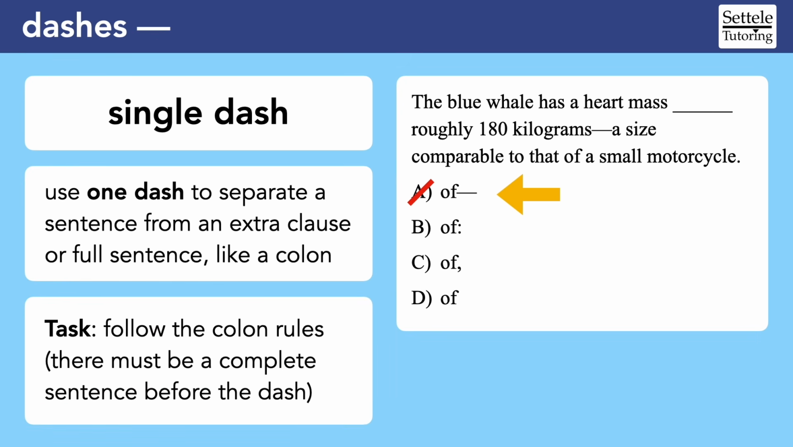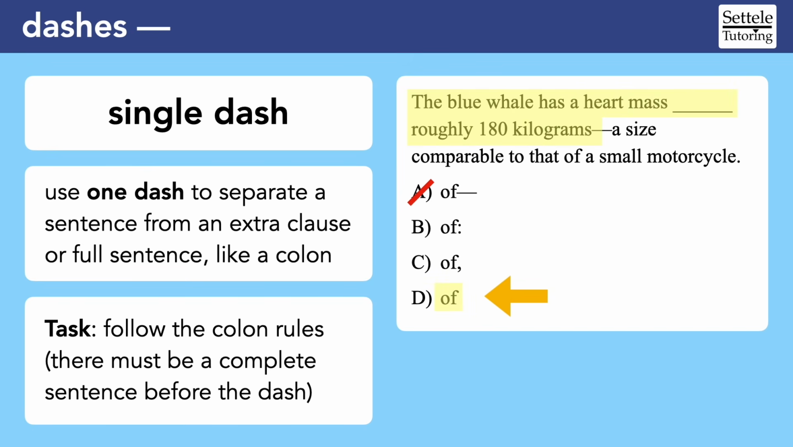We use a single dash to separate a sentence from an extra clause or full sentence, like a colon. Since there's a dash already in the passage, choice D would let us test the single dash in the easiest way. Our task when checking a single dash is the same as when we're checking a colon. The most important piece is that we need to have a complete independent clause before the dash.